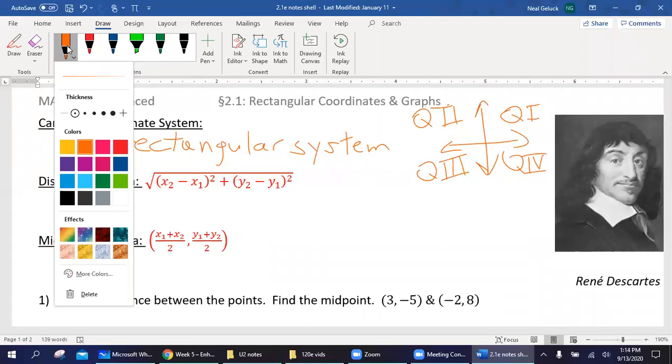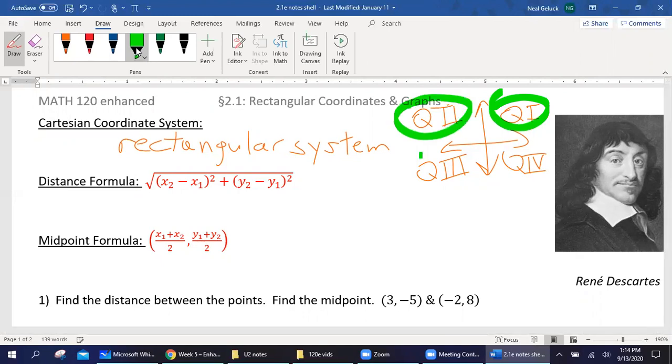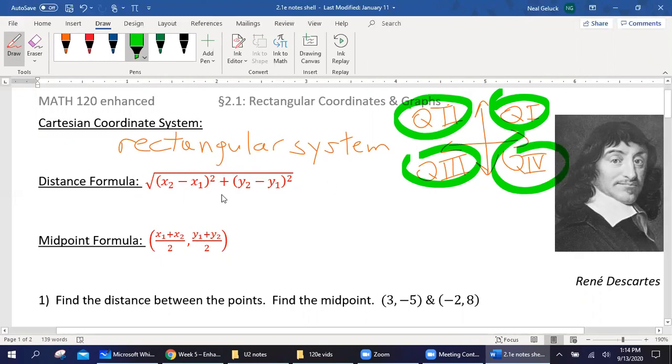Remember that we label our quadrants starting in the upper right, and we go counterclockwise, quadrant 1, 2, 3, and 4. The first two formulas, distance formula and midpoint formula, you've probably seen these before in an algebra course. But I want to discuss a little bit about where they come from.